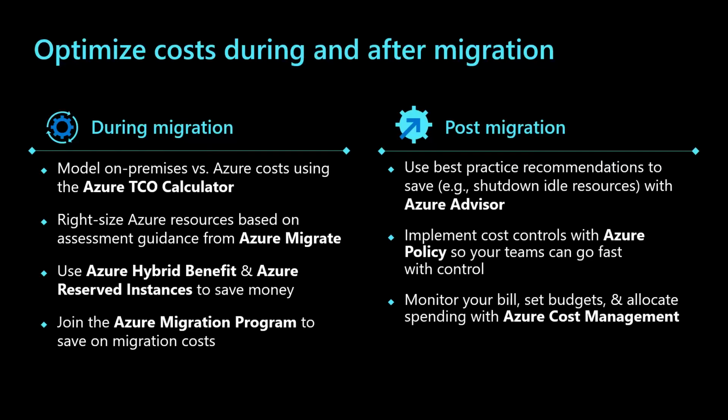So one of the things in terms of optimizing costs that we want to look at is how do we save money during an Azure migration, and what is different post migration. Some of the things that you can use during the migration: we can use the Azure total cost of ownership calculator to figure out some approximate costs, and the right-sized Azure Migrate resources in the assessment guide. We're going to look at some screenshots of what that Azure Migrate toolkit looks like.